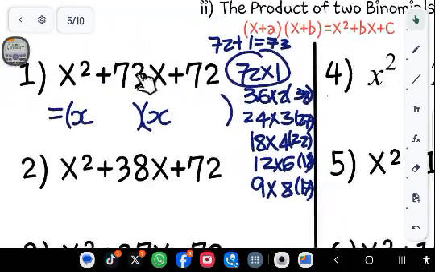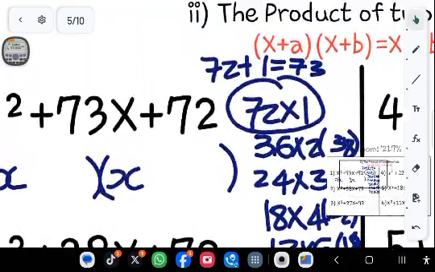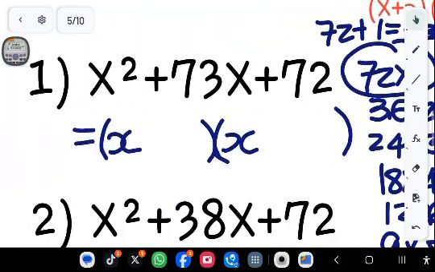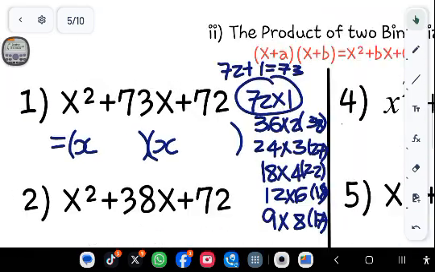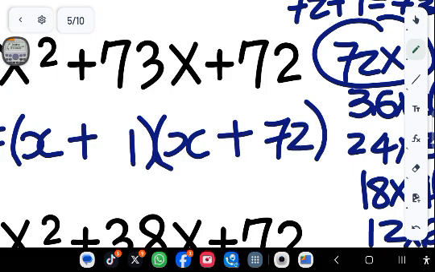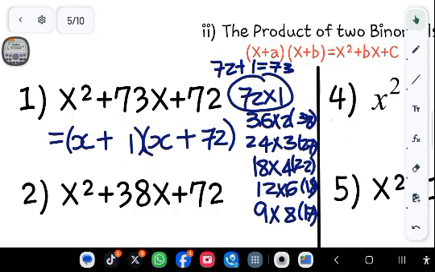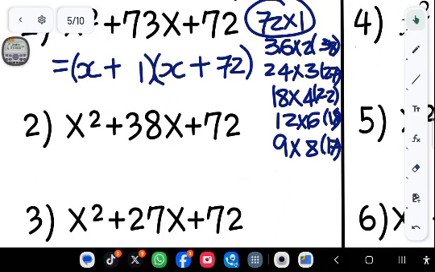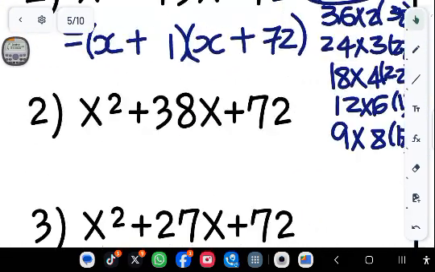All right, let's start. Now with this one, we need the factor pair combination that when added together gives us 73, and that combination is 72 and 1. Notice you don't have to write 72 on the right hand side. You can write it on the left hand side and switch the numbers around. You will still get exactly the same answer, no problems.